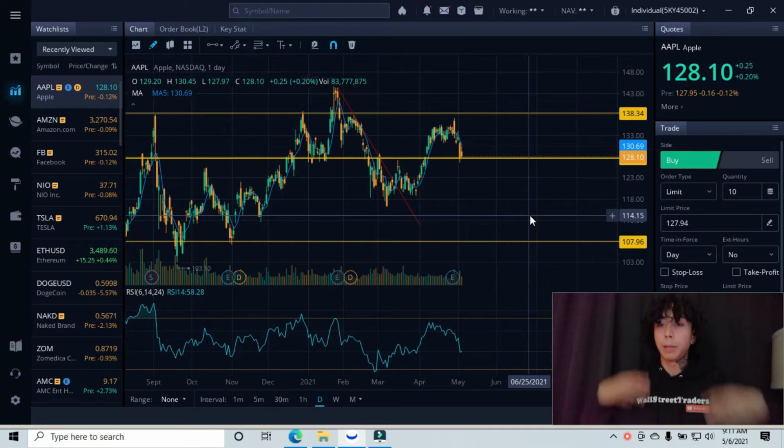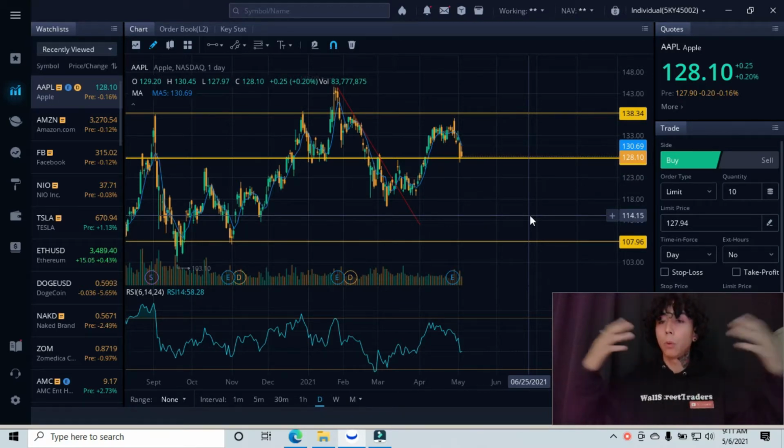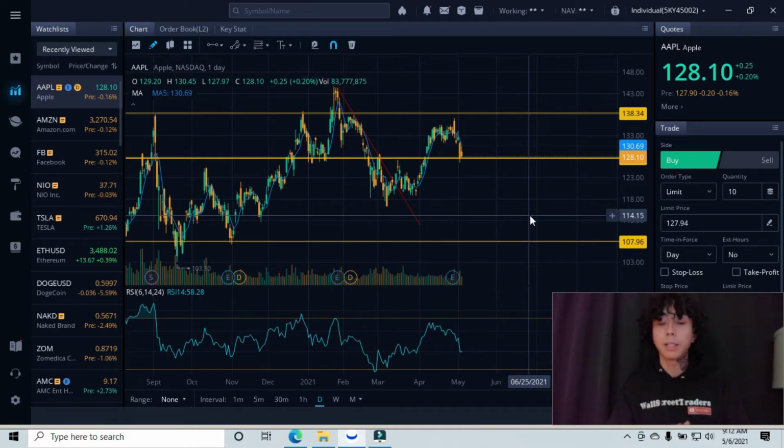I'm going to go ahead and explain to you what these lines represent and what they mean. Like I said before, we're on the daily interval. This allows us to find the overall direction and trend that our stock is in. It allows us to find our support and resistance lines, our entries, our exits, and all that good stuff.